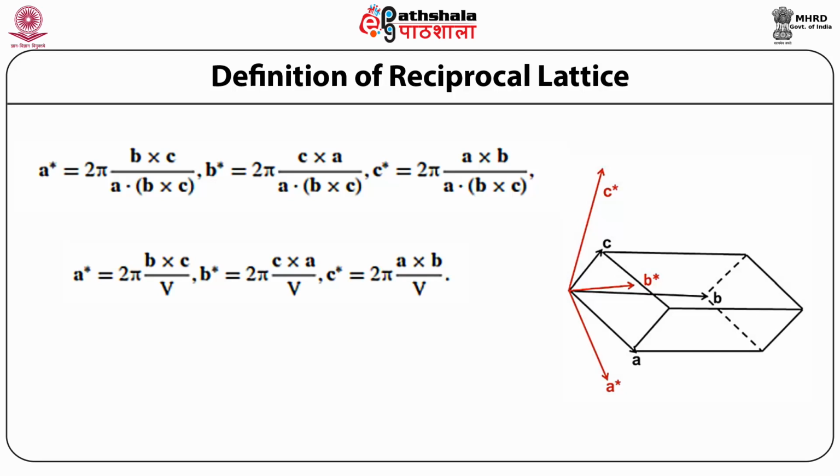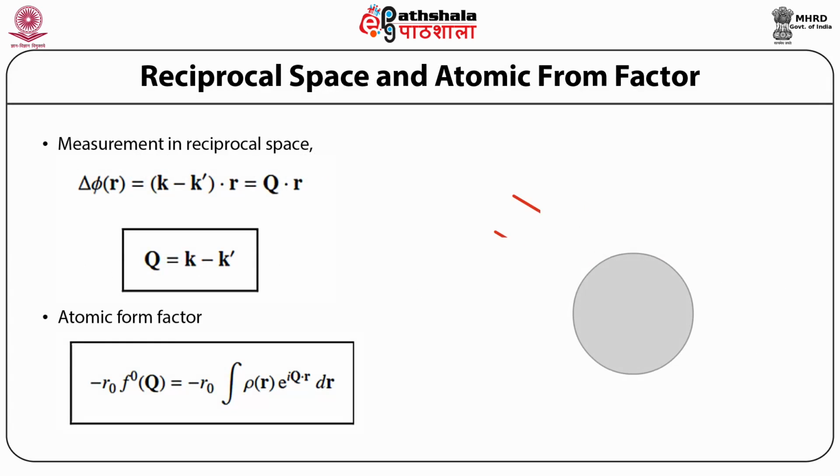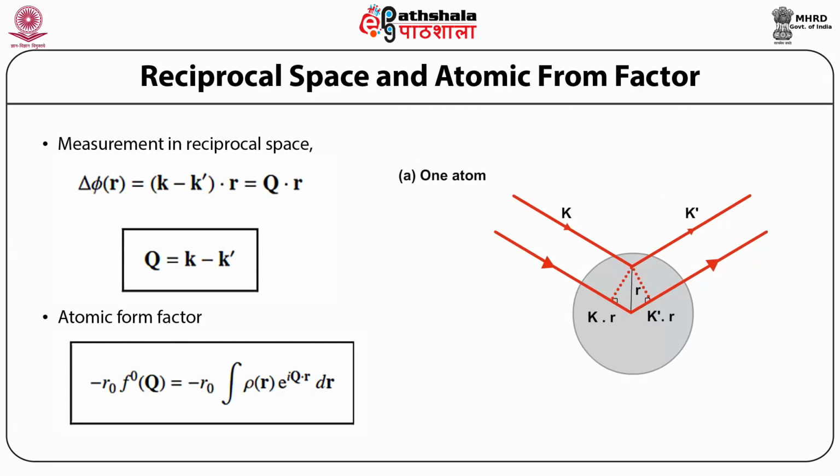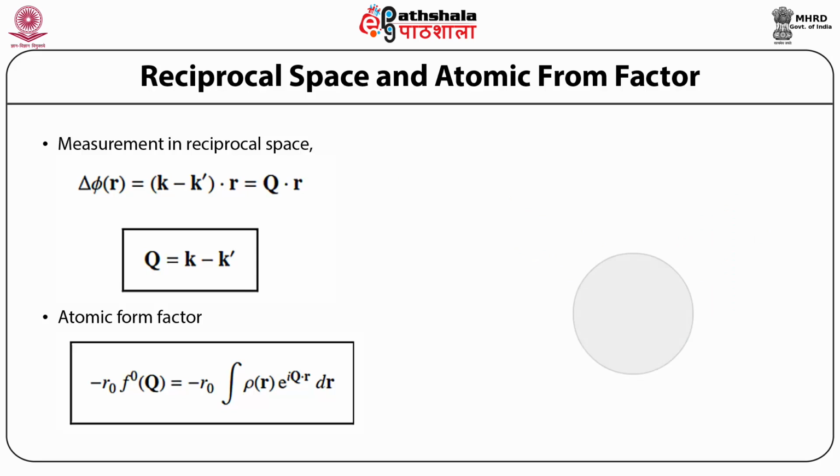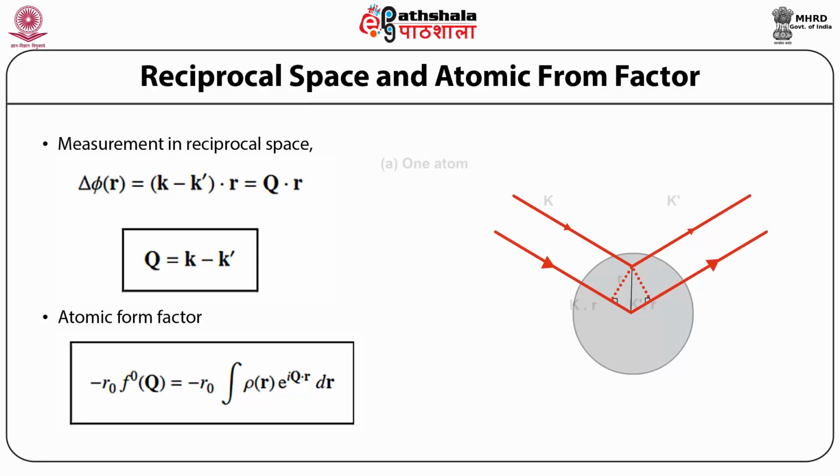So you can correlate these real lattices and reciprocal lattices, reciprocal space and atomic form factor. Here I would like to add something more to this reciprocal space. Till now we have understood that there is a relation between real space lattice and reciprocal space lattice, but when it comes to scattering, there is something more.